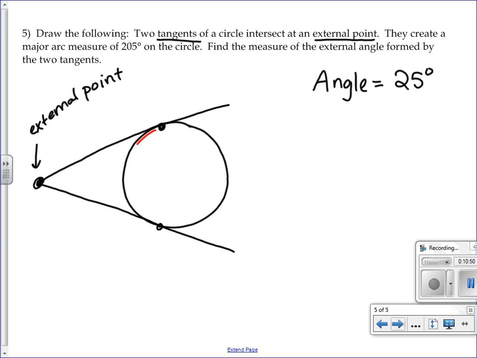So you can see I have two arcs. I have the smaller arc and I have this major arc. So that major arc is going to be labeled 205 degrees. And we're trying to find the measure of the external angle. So again, this is one of those situations where you're going to use that equation, angle equals 1/2, and then you're either going to add or subtract your arcs. Well, since I have an external angle, I'm going to end up subtracting my arcs.